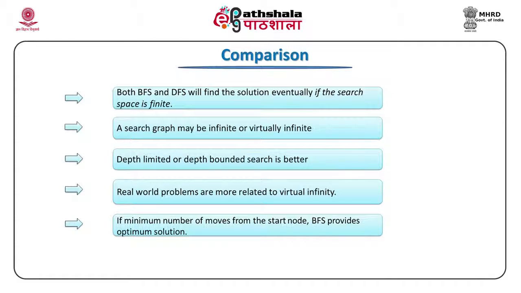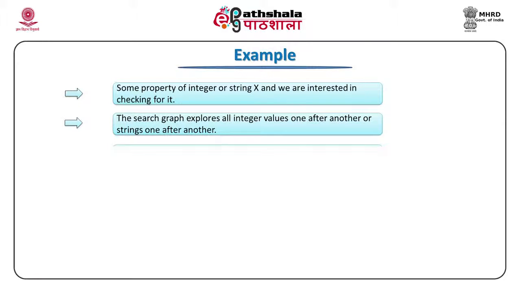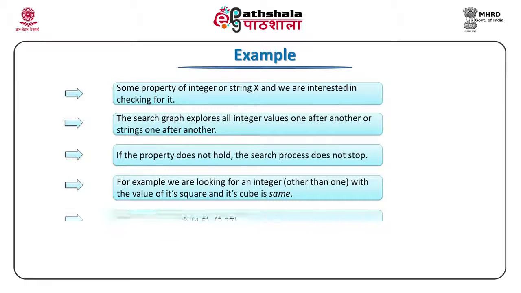If you want the solution in the minimum number of steps from the root node or the initial state, BFS is the best solution. I have already talked about this, the string X which we are interested in checking. If it does not hold, the process will not stop, and this is the example of the integer values that I was talking about. We must start with 4, 8 and 9, 27 and so on and so forth. We will never get two values which are equal.